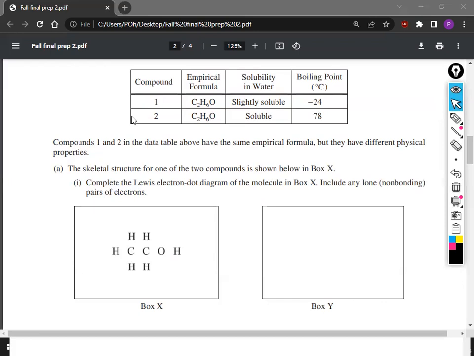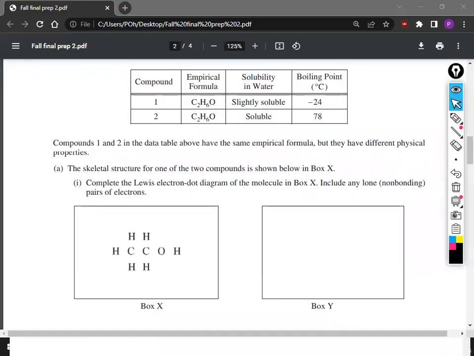I'll give you guys about 4 minutes. I want you guys to finish by drawing the bonds for box X, and I want you guys to also figure out the other compound. So we're doing part 1 and part 2. Part 1, finish up this structure. Make sure you use all the valence electrons. For part 2, I want you to figure out the structure of the other one. The key to remember is one of them is slightly soluble, one of them is soluble. That'll help you determine what these structures look like. I'll give you about 4 minutes to do that, and then we'll go over it together.